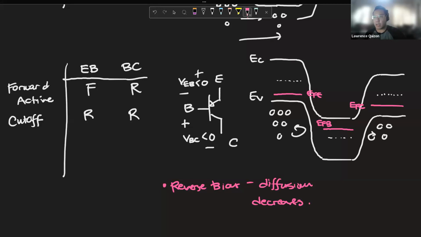And we can see the required biasing here. So we see that EFE is actually higher than EFB, meaning that the voltage at E is less than the voltage at B, right? Or in other words, VEB is less than 0. So this distance in the energy band diagram tells us all of this.